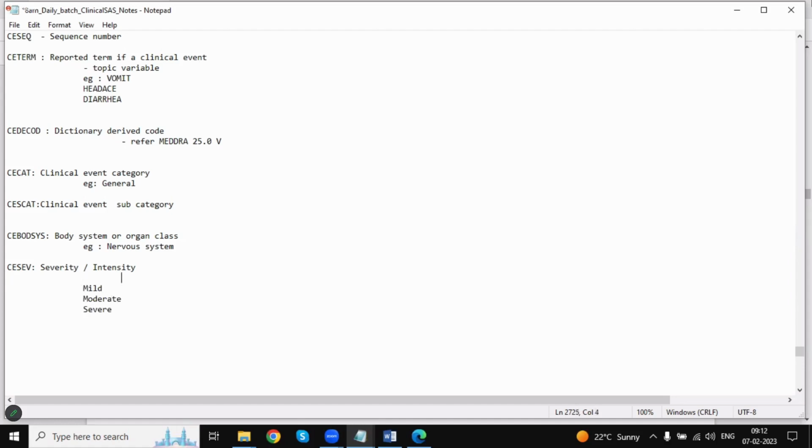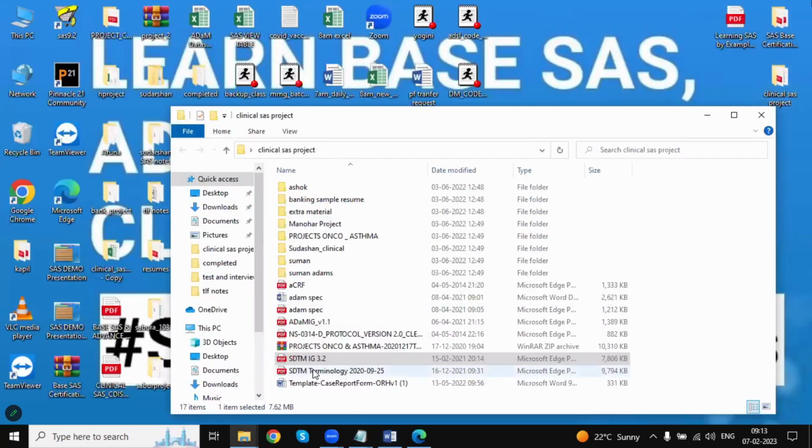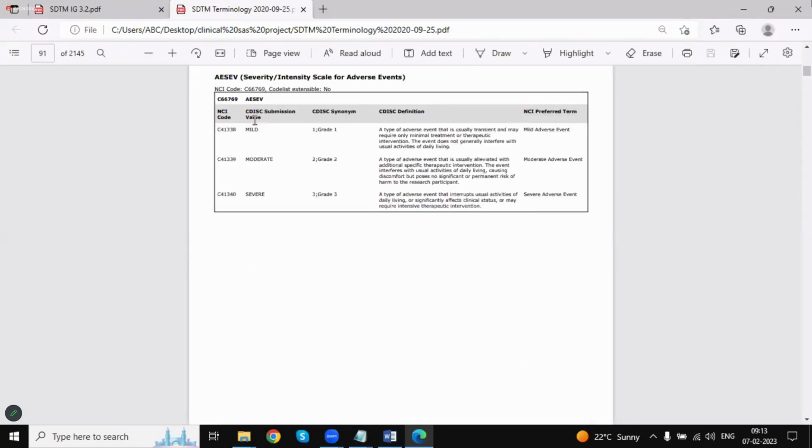So how will these values be captured? These are controlled terminologies, correct? So for controlled terminologies, what do we have to do? We have to refer to the code list document. Remember, right? This code list document, I shared with everyone. The mild, moderate, severe. So these code list values we have to capture.